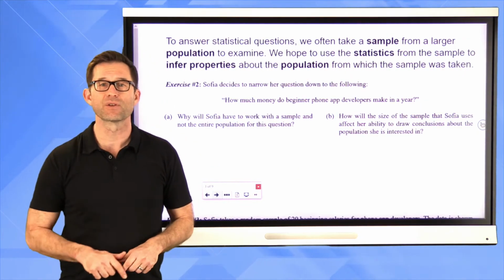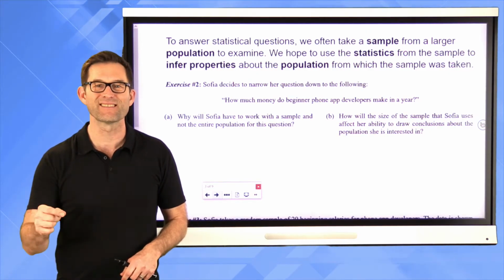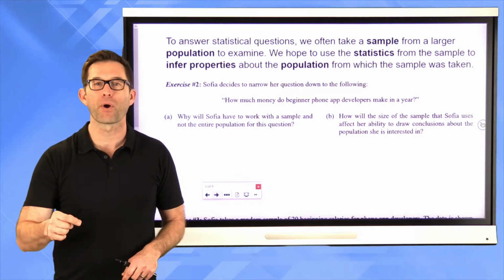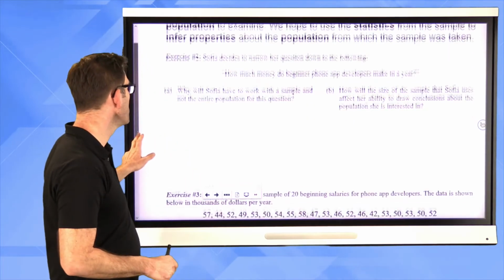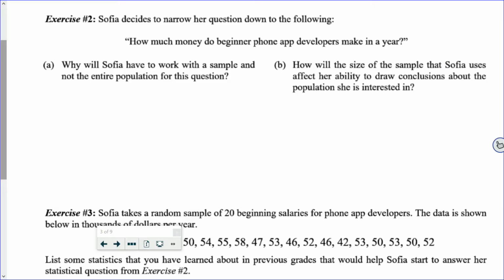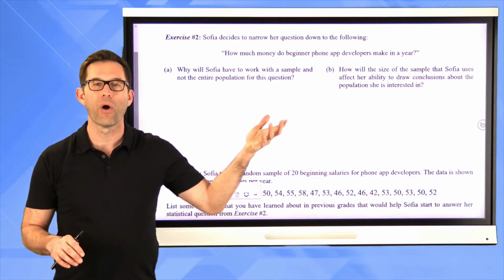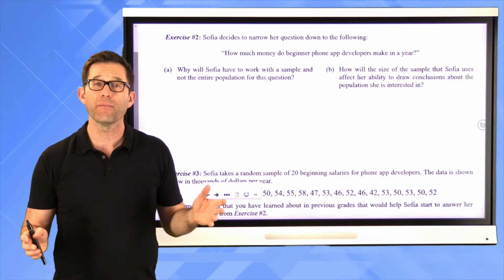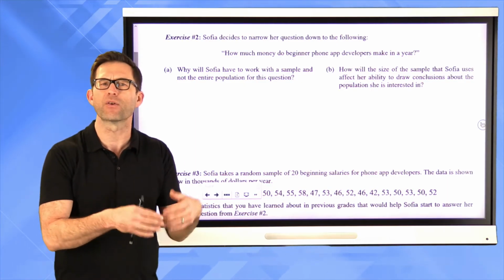Now, to answer statistical questions, we often take a sample from a larger population to examine. We hope to use the statistics from the sample to infer properties about the population from which the sample was taken. Okay, so let's talk a little bit about that in exercise number 2. Sophia decides to narrow her question down to the following. How much money do beginner phone app developers make in a year? So in other words, Sophia is trying to eliminate that one source of variability, which was how long the person had been working on the job, right? And that kind of makes sense because maybe she wants to know, once she graduates from college, how much can she expect to make right away, right?